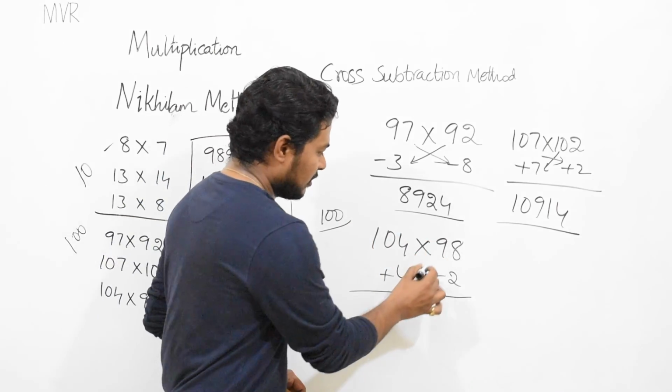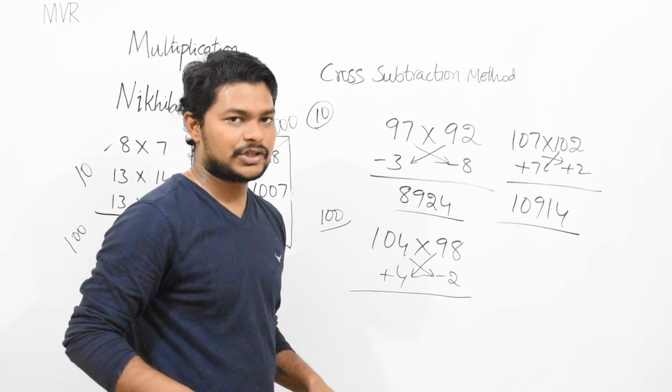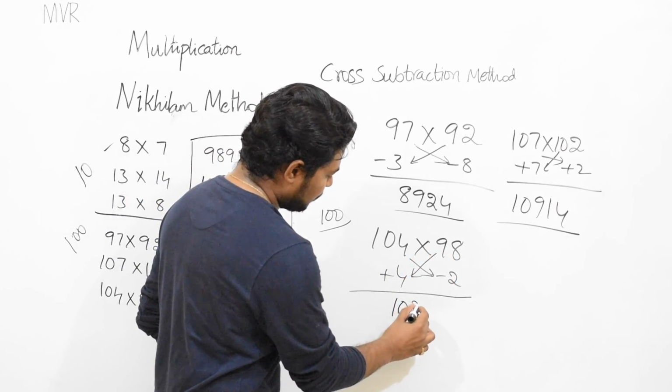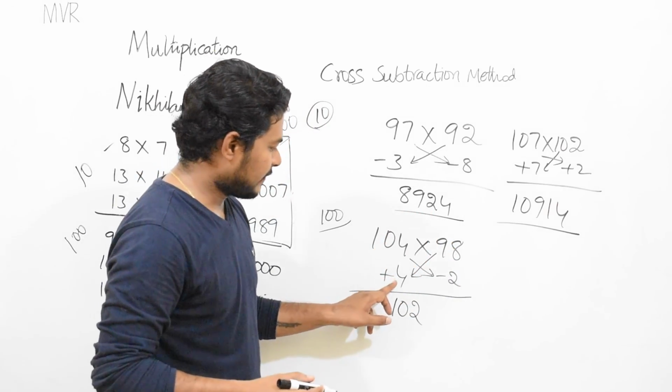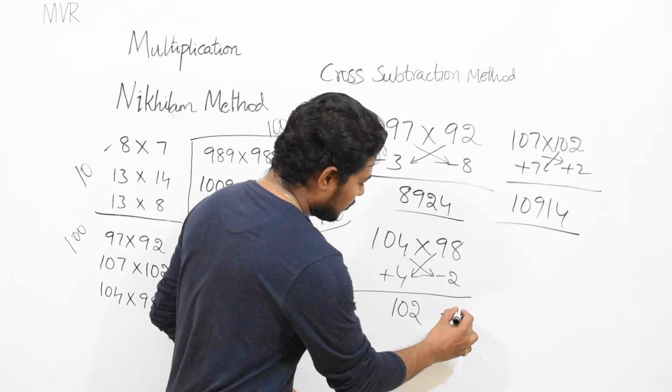Okay, that was simple. You can do 98 plus 104 or 104 minus 2, anything is fine. So 98 plus 104 will be 102. Then 4 into 2. 4 into 2 will be 8. We need to do minus.